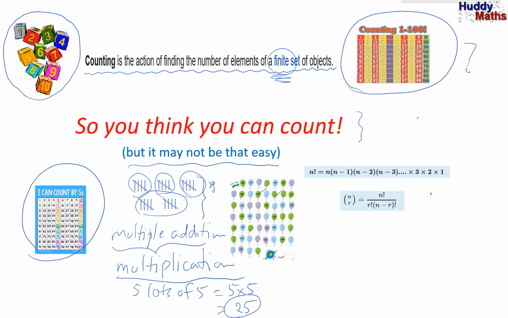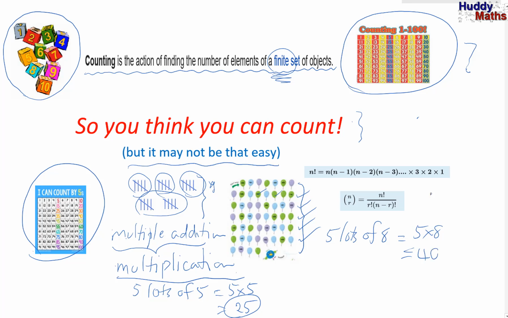You know a couple of tricks about counting already. What about this one over here? Can you count up the number of balloons here easily? Well, let's look at it. 1 row of 8, 2 rows of 8, 3 rows of 8, 4 rows of 8, 5 rows of 8. So we've got 5 lots of 8, which equals 5 times 8 is 40.